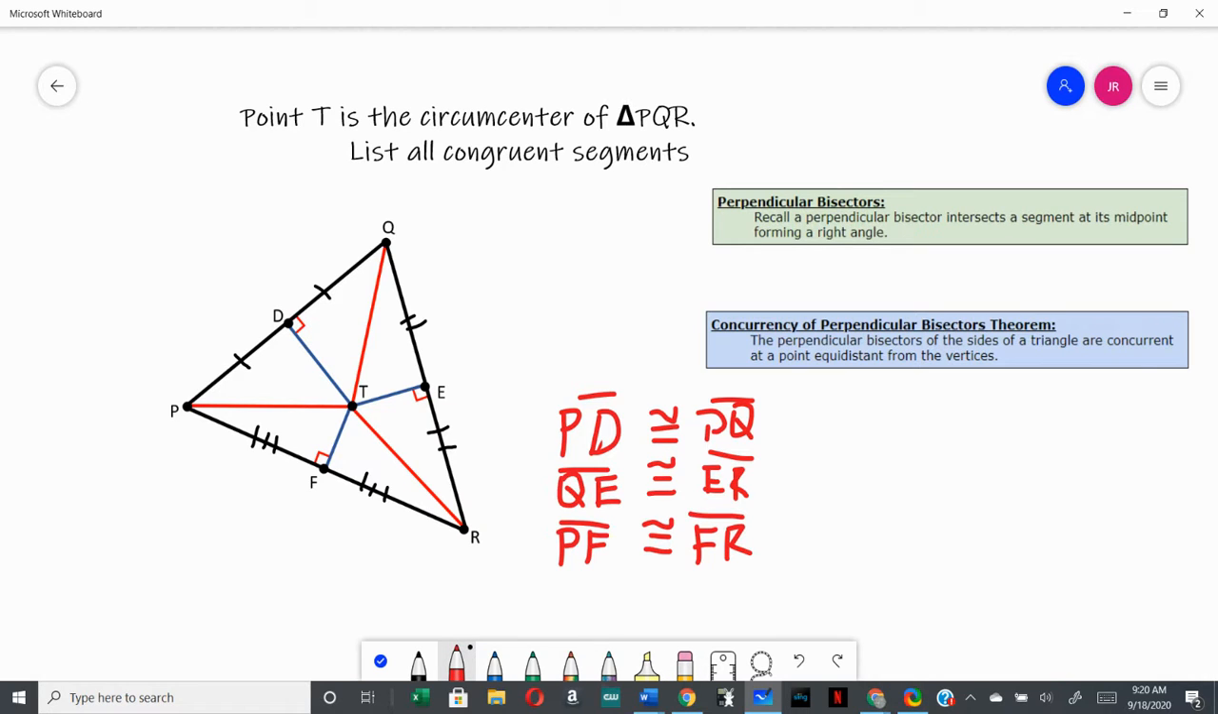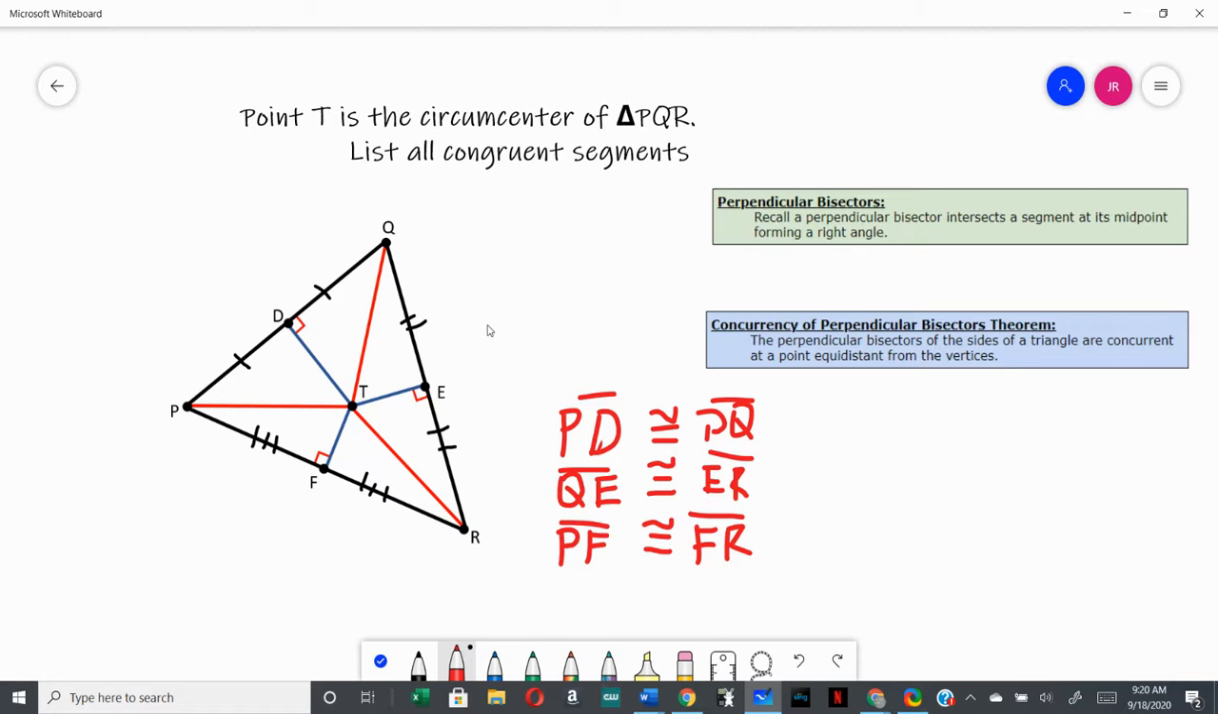But there are some inside the triangle as well. And this goes to another statement right there in the lesson, the concurrency of perpendicular bisectors. The perpendicular bisectors of the sides of the triangle are concurrent at a point equidistant from the vertices. So a point equidistant, equal distance, from the vertices. So this point is the same distance to each one of the vertices.